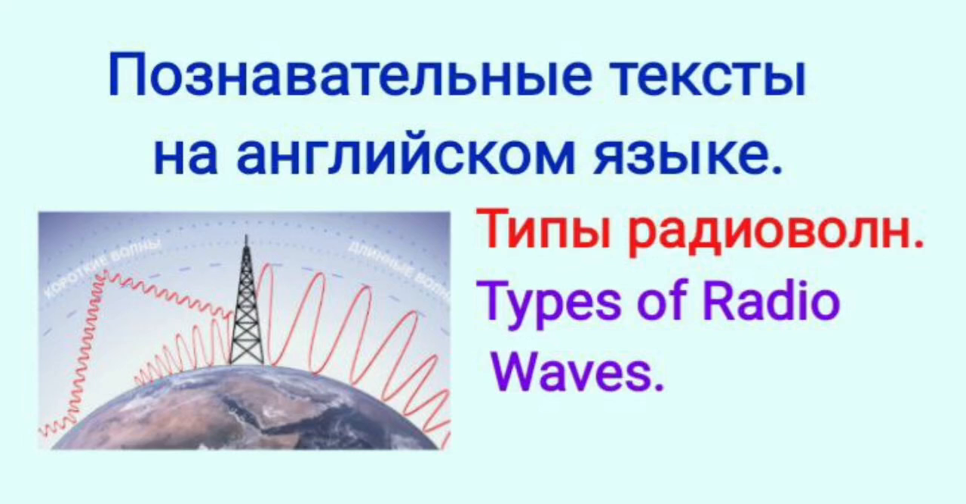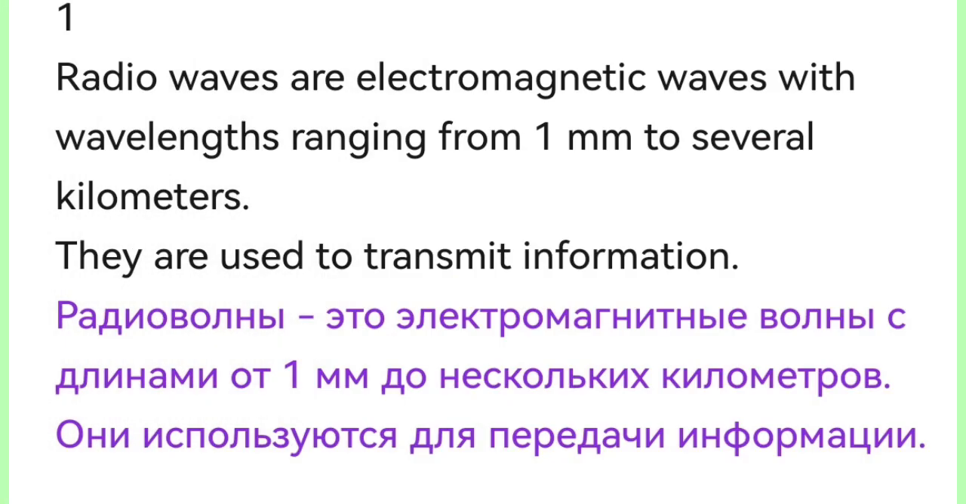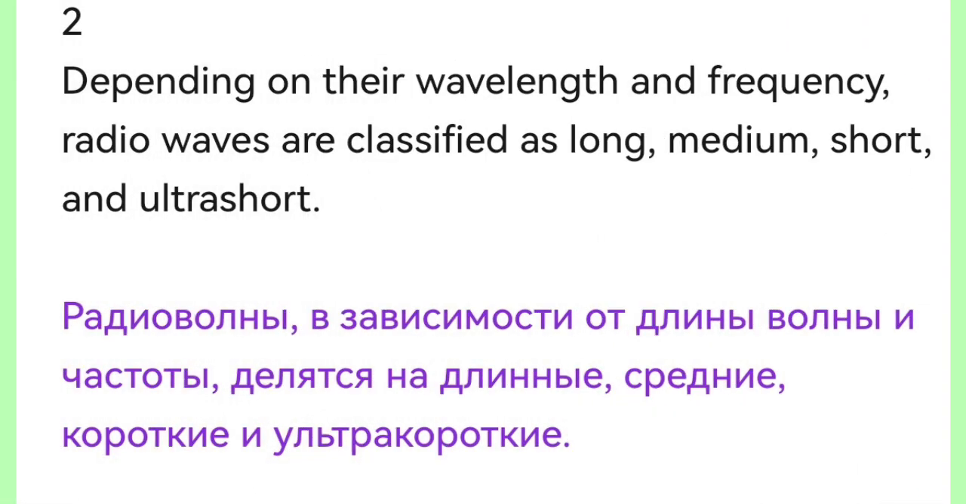Types of radio waves. Radio waves are electromagnetic waves with wavelengths ranging from 1 millimeter to several kilometers. They are used to transmit information. Depending on their wavelength and frequency, radio waves are classified as long, medium, short, and ultra-short.